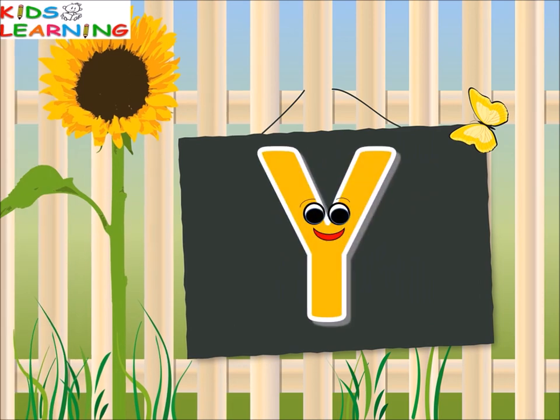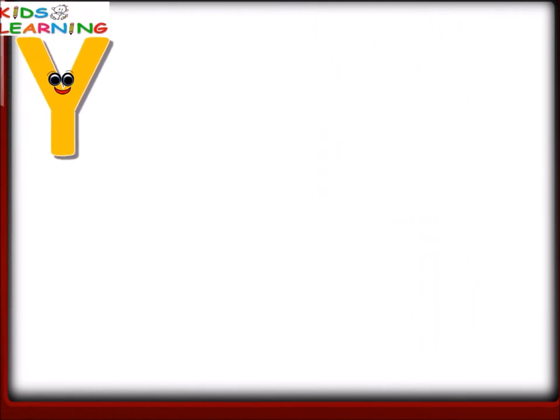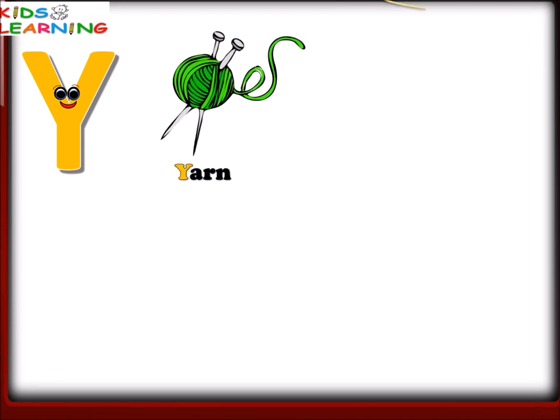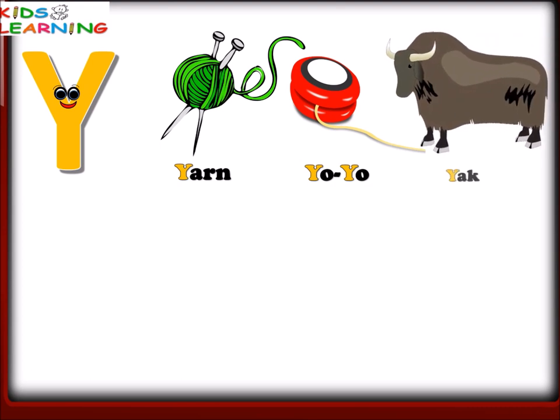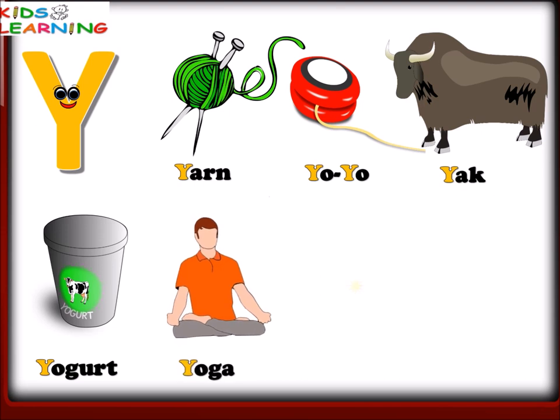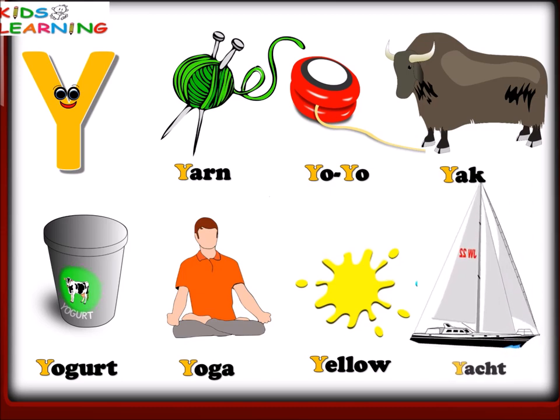Why? Y is for yarn. Yo-yo. Yak. Yogurt. Yoga. Yellow. Yacht.